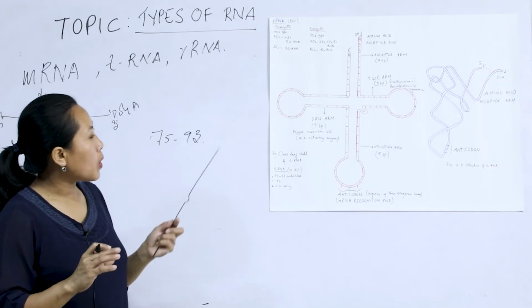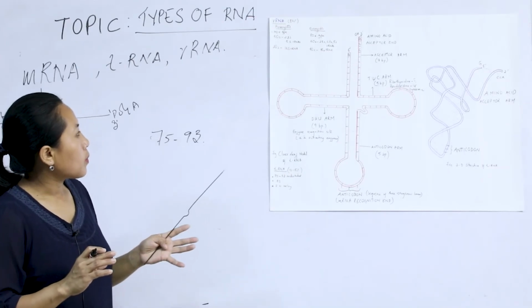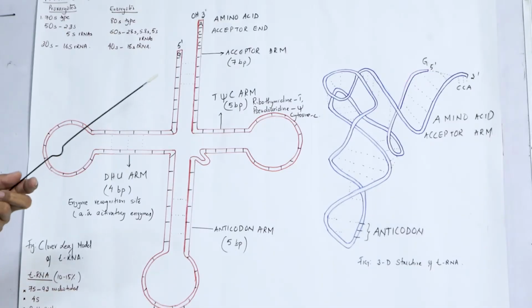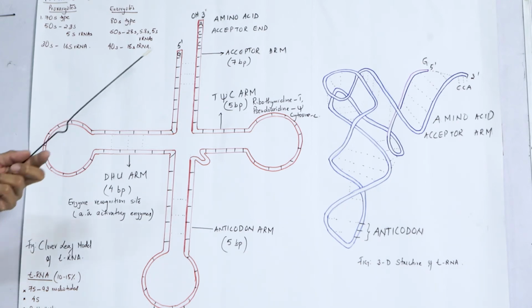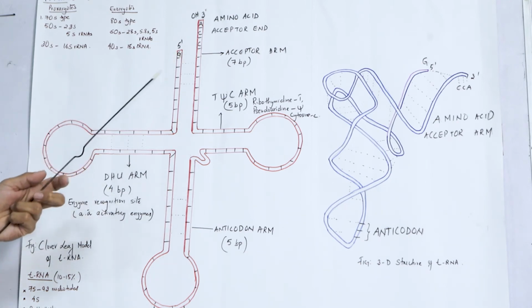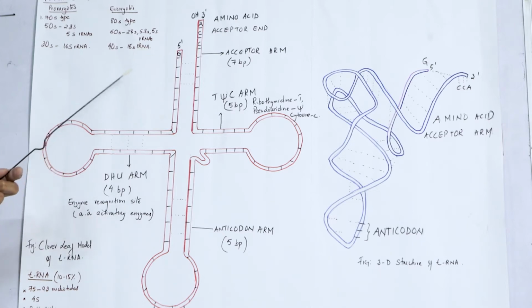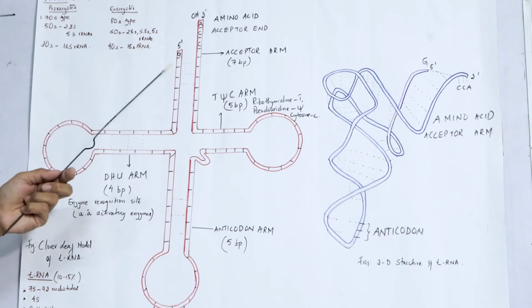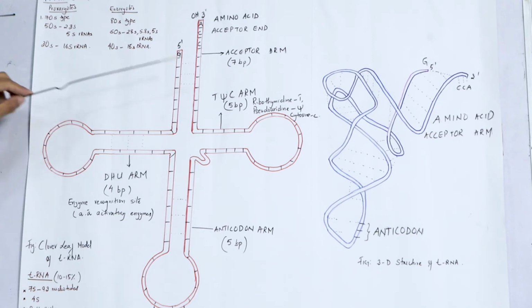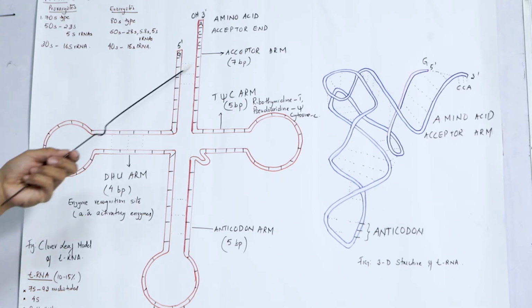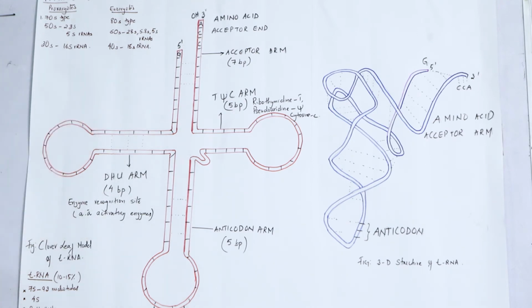So the 3' end of the stem, also known as the acceptor arm, ends in a base sequence of CCA, and the 5' end of the acceptor arm ends in guanine. Why is it called an acceptor arm? Because this arm receives amino acids. This arm is responsible for receiving activated amino acids during the process of protein synthesis.